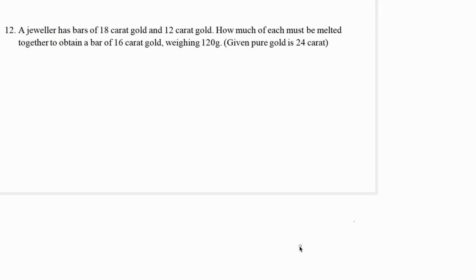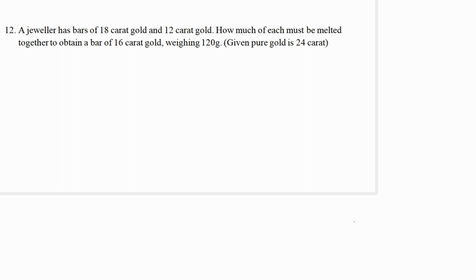Now let's solve question number 12. A jeweler has a bar of 18 karat gold and 12 karat gold. How much of each must be melted together to obtain a bar of 16 karat gold weighing 120 gram? See, the purity of gold is measured in carats. 24 karat gold means that out of 24 pieces, all 24 are pure gold, so that is 100%. 18 karat gold means that out of 24 pieces, 18 are gold and 6 are some other metal. And with 12 karat gold, 12 are gold and 12 are some other metal.